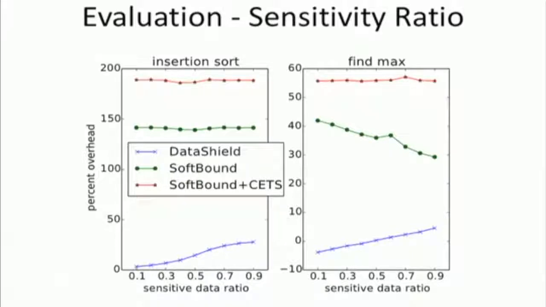So, as I was describing, SoftBound and SoftBound CETS give total memory safety. Their overhead is totally independent of the amount of sensitive data because they treat everything the same. In fact, SoftBound and SoftBound CETS don't even read the annotations, so they have no idea how much data is sensitive according to our annotations.